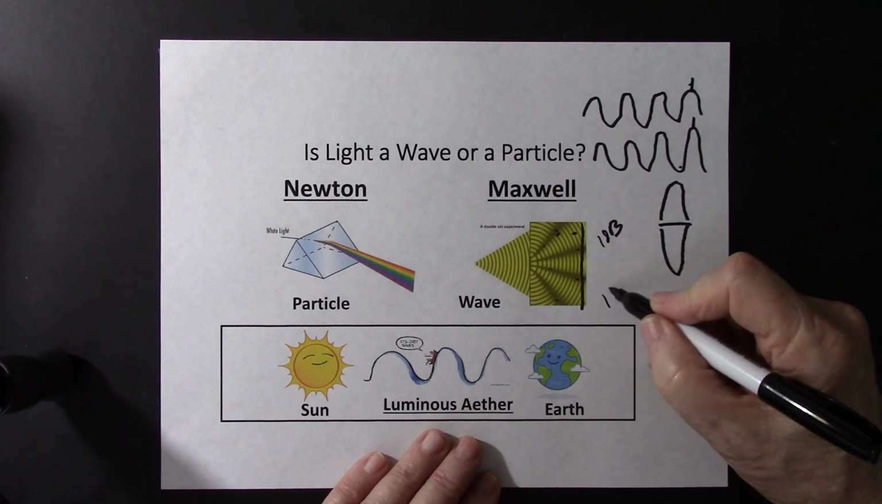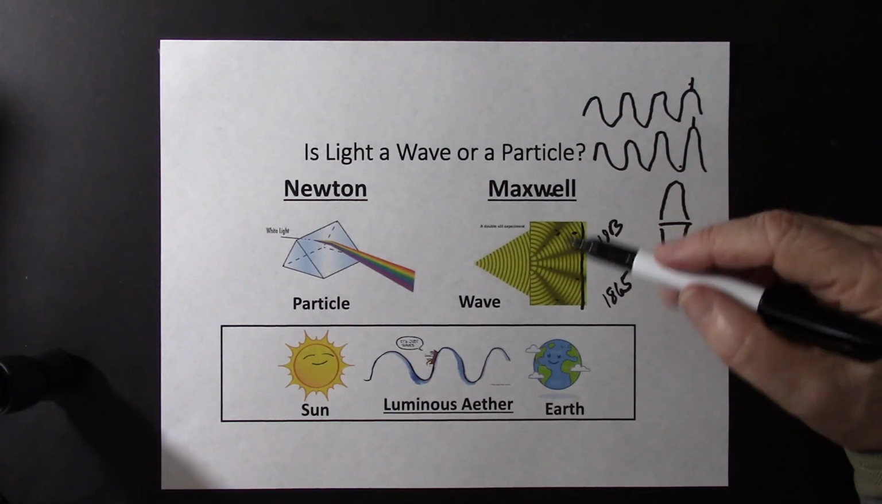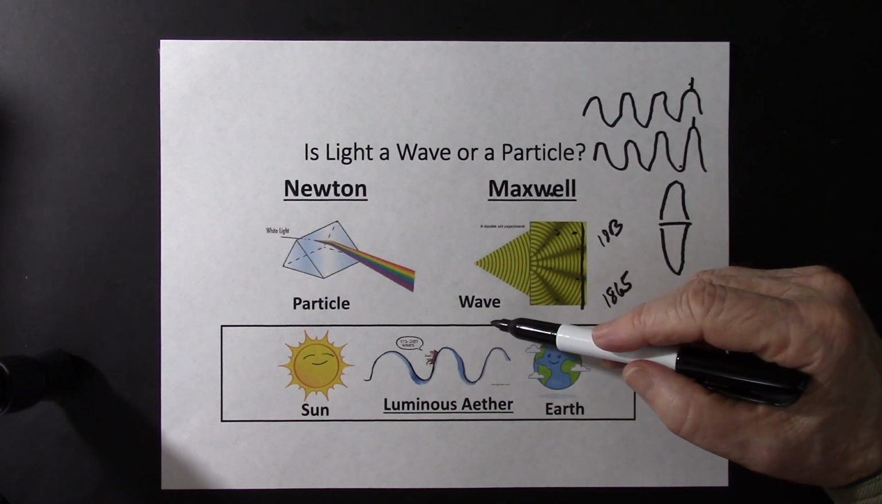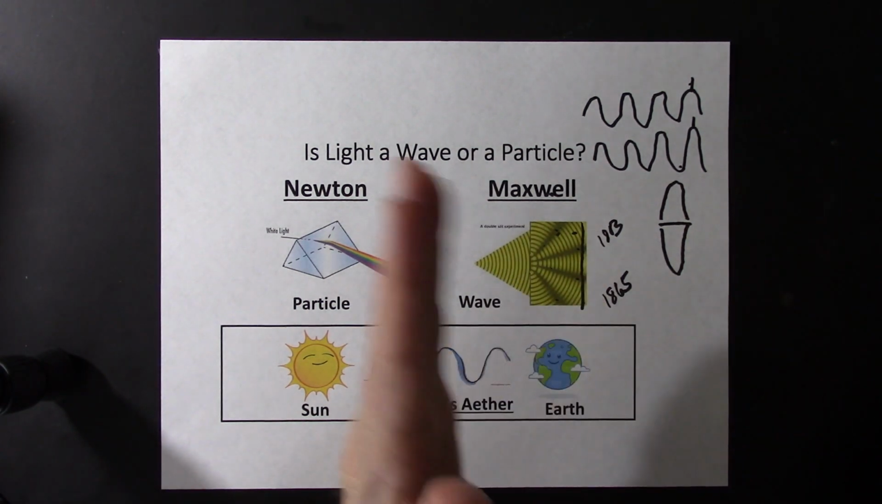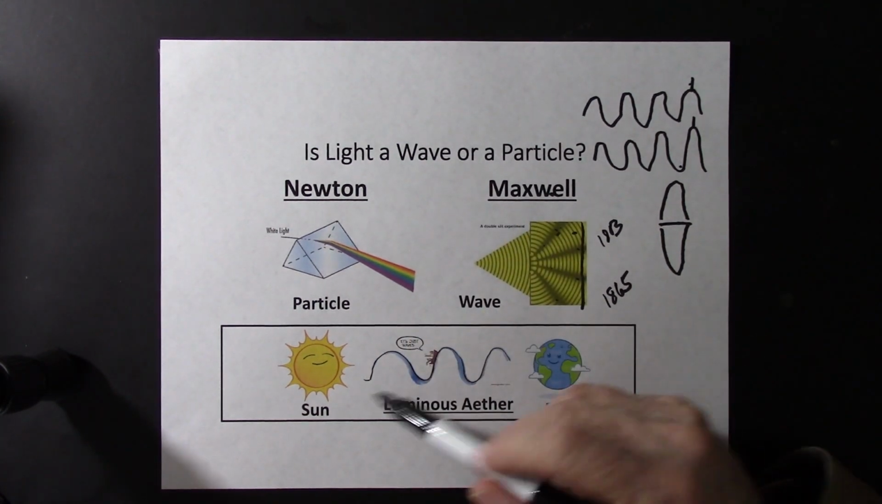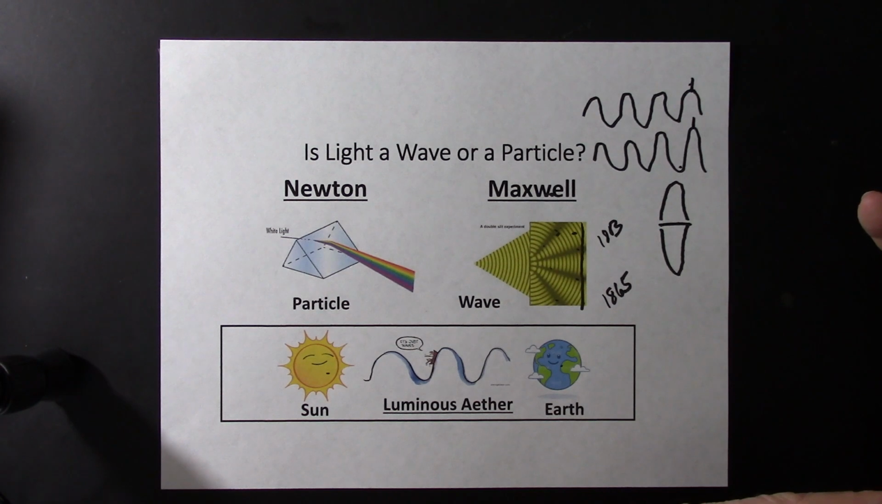And in about 1865, Maxwell showed that light was an electromagnetic wave. Well, if it was an electromagnetic wave, it had to have something to travel through. How did the light get from the sun to the earth, for example? Because waves couldn't travel through empty space. At least that was the thought at the time, the belief at the time.